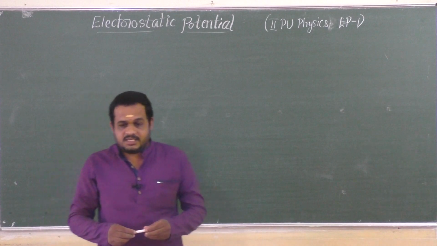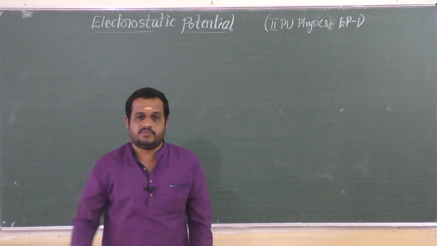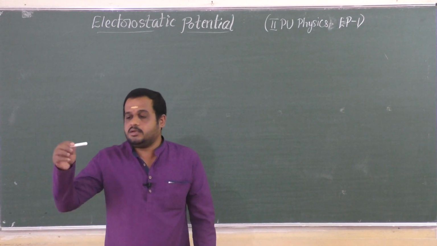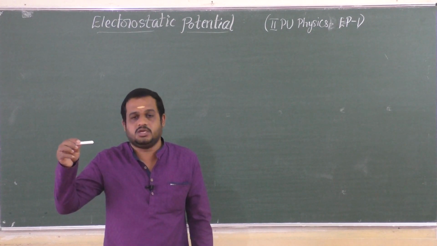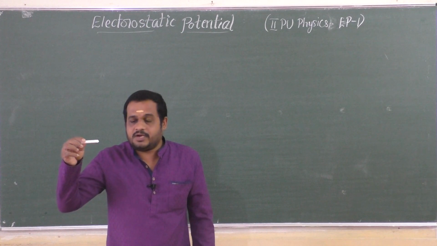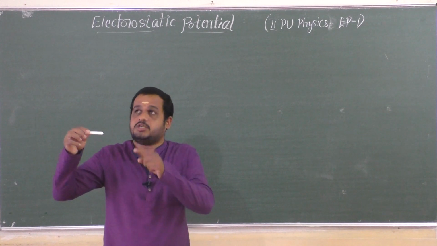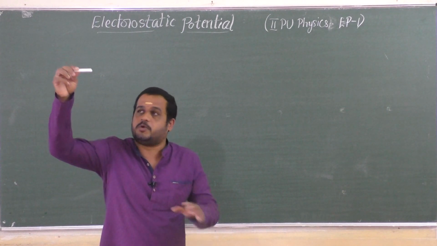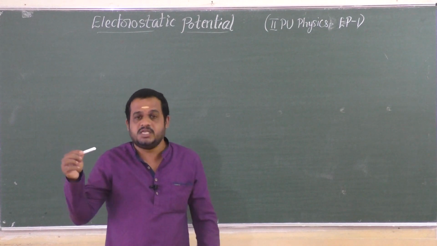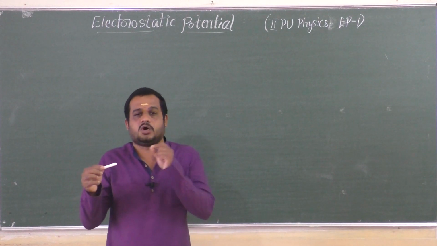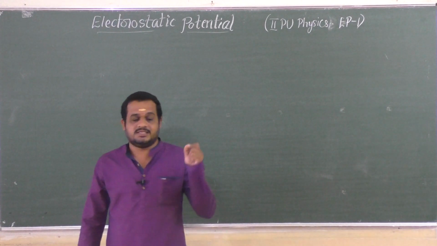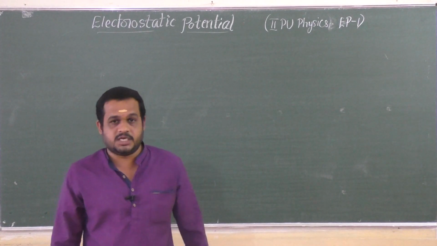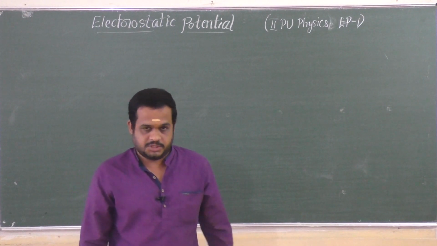When an object is held at a height of h from the surface of earth, we say that it has some potential energy mgh. If that object is shifted from that position to some other position, its potential energy changes. That means potential energy depends on its position. So potential energy is the energy possessed by an object by virtue of its position.